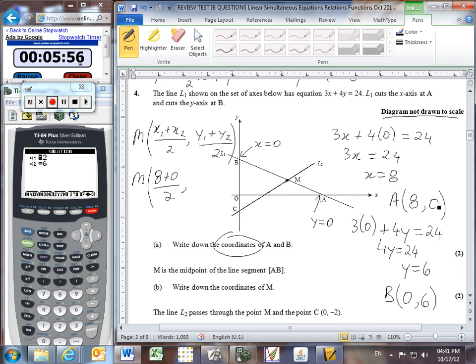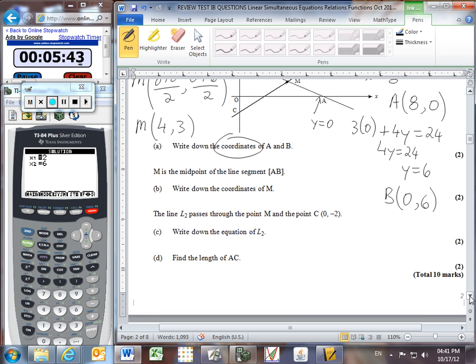And my y-coordinate is 0 plus 6 over 2. And that will show us that the midpoint has coordinates 4, 3. Now the line L2 passes through our midpoint M, as well as this other point C. We need to write down its equation.